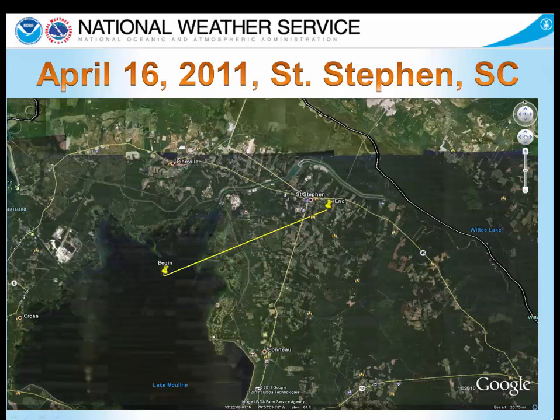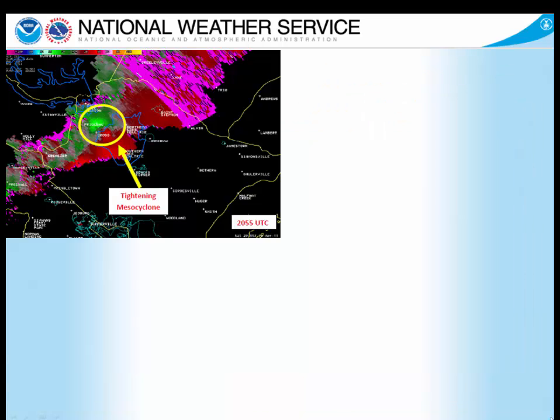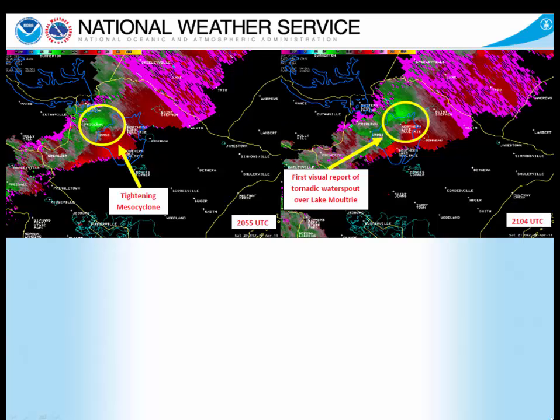On April 16th of 2011, a waterspout formed over Lake Moultrie, came ashore and did EF1 damage in the town of St. Stephen. Let's take a look at the radar Doppler velocities for this event. In the upper left corner you can see where the reds and the greens are right next to each other. We have a mesocyclone. In this case it's a tightening mesocyclone right over the center of Lake Moultrie. As that mesocyclone moves towards the shoreline, we have the first visual report of a tornadic waterspout over the lake.